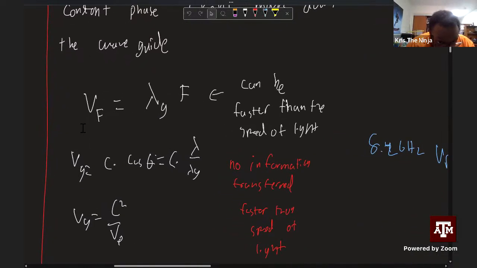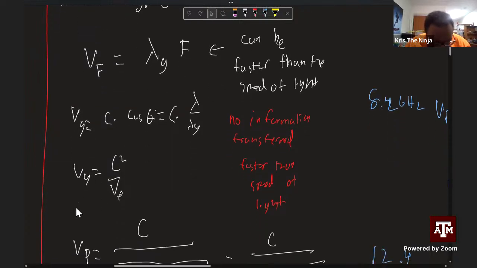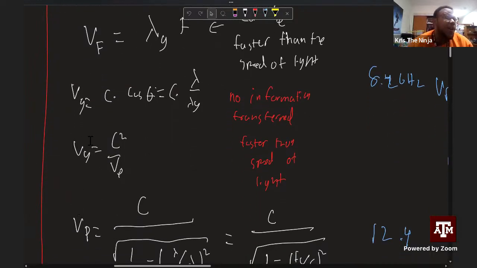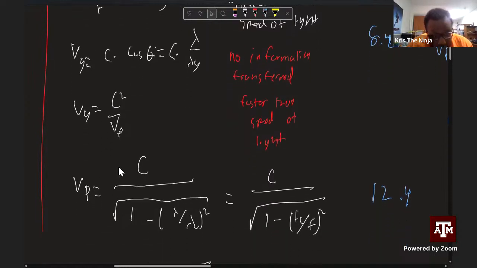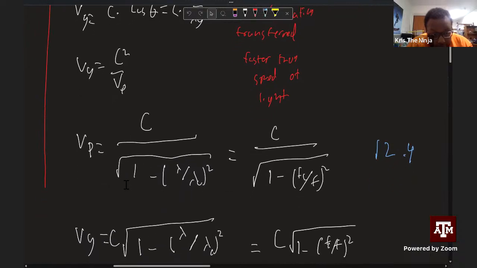What is this value? Oh my cheese and crackers. So it looks like the guide velocity can also be found with the speed of light times cosine theta, which is also the speed of light times lambda over lambda g, or guide lambda. It can also be found with c squared divided by the velocity of propagation. Vp is c over the square root of 1 minus lambda over lambda c squared.